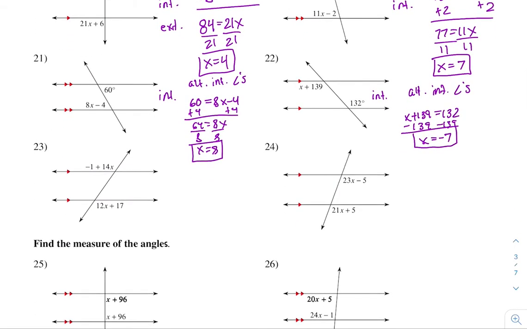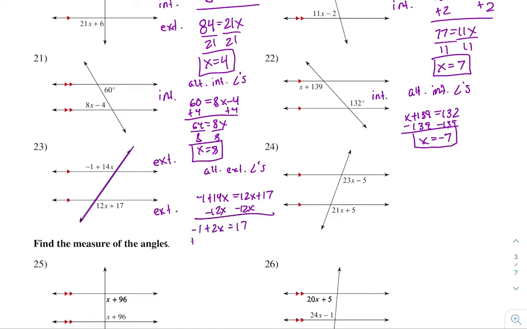23. Okay, we have exterior angles, right? Exterior angles are not on the same side of this transversal. So we have alternate exterior angles, and you guys know alternate exterior angles are congruent. So that means negative 1 plus 14x has to equal 12x plus 17. Let's get variables on one side, so I'm going to choose them to be on the left-hand side. Add 1 to both sides, 2x equals 18, divide both by 2. X is going to equal 9.